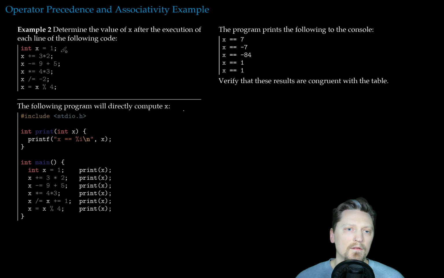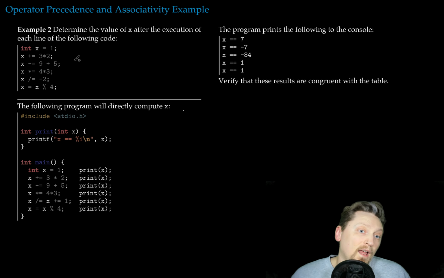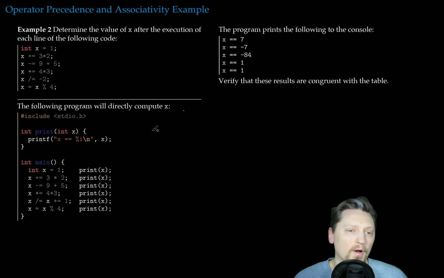So we first initialize x, an integer, to 1. Then we go through a series of statements, and after each statement, we want to determine what the value of x is going to be. So we can just go ahead and make a program to directly compute this. We'll make a little print function that will print the value of whatever x is, which is what we'll pass to it, the value of x in main, and it will say x equals this integer.